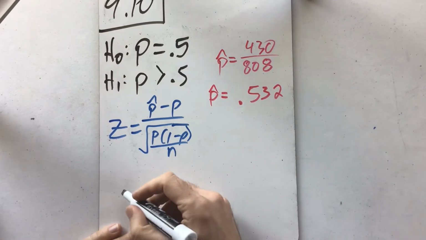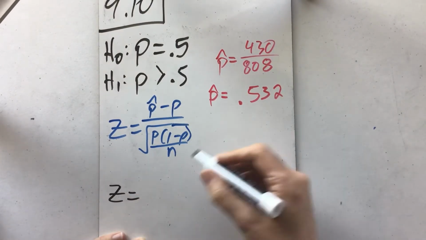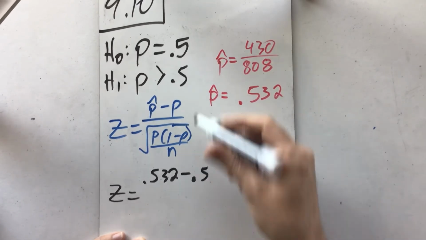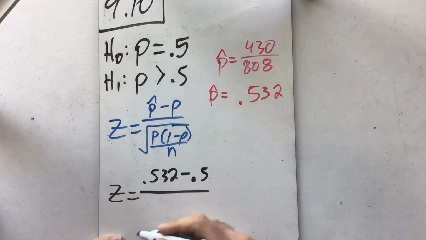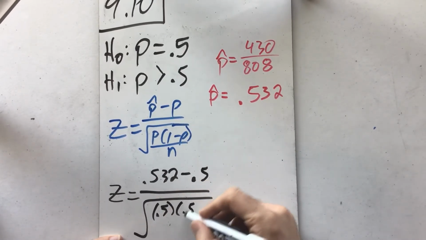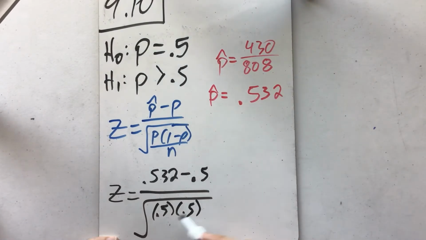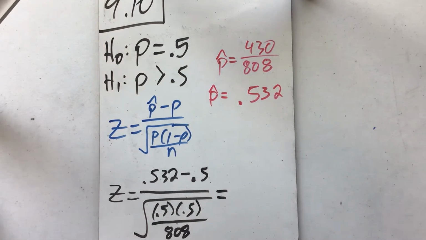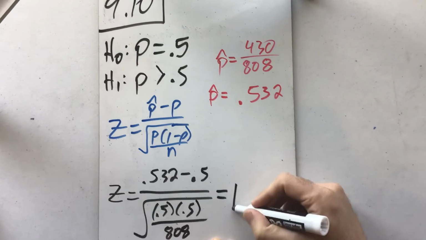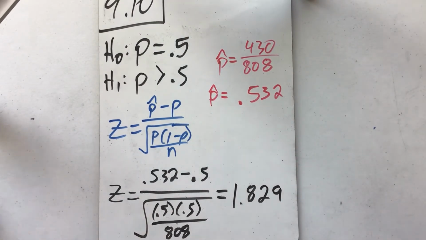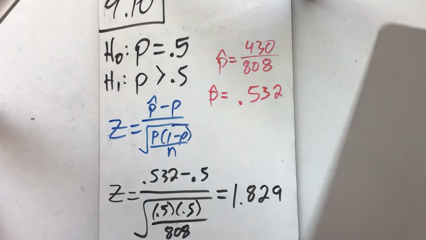All right, so let's calculate our test statistic. Our statistic is 0.532 minus 0.5, that's just that number right there. Then we divide by the square root of 0.5 times 1 minus 0.5, but that's also 0.5, so 50% and 50% match up with each other, divided by 808. We type all this in your calculator, hopefully you're successful at that, and we get 1.829. So that's what we get for our test statistic.